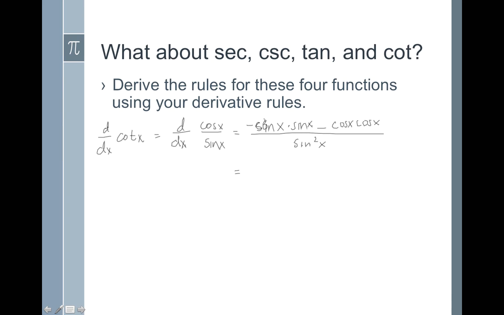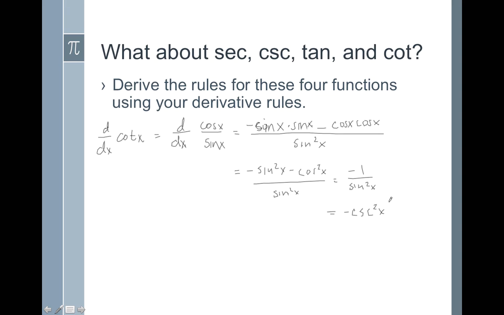Okay, so then we get negative sine squared minus cosine squared over sine squared. You can factor out the negative here, and negative sine squared minus cosine squared is actually a negative 1 over sine squared, and therefore that's equal to negative cosecant squared of x.